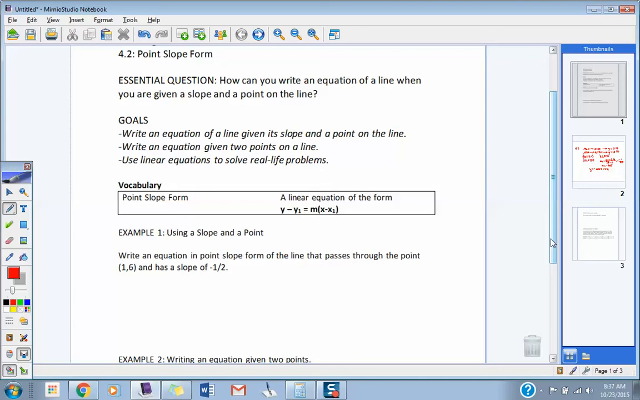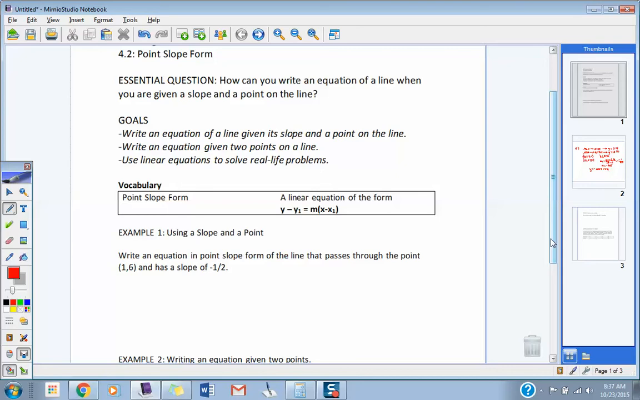So I'm going to volunteer to read my first goal for you today. Okay, Mason, go ahead. Write an equation of a line given slope and a point on the line. Excellent. So we're going to be writing equations again. First of all, what form do you think we're going to end up in? Say it one more time, Kelly.